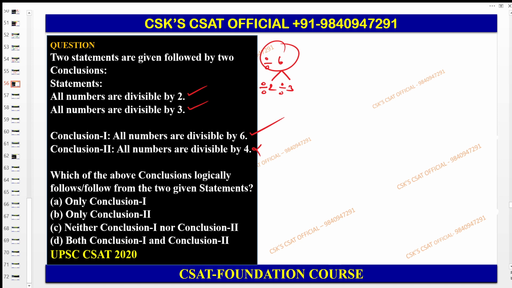What about the second one, all the numbers are divisible by 4? Let me give an example: 18. 18 is divisible by 2 as well as 3, but 18 is not divisible by 4. So conclusion 2 is wrong. The answer for this question is that only conclusion 1 is right. Did you not understand? Okay, now the next one.